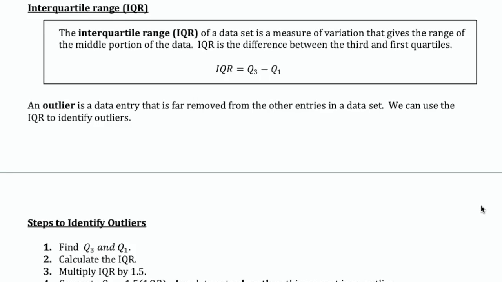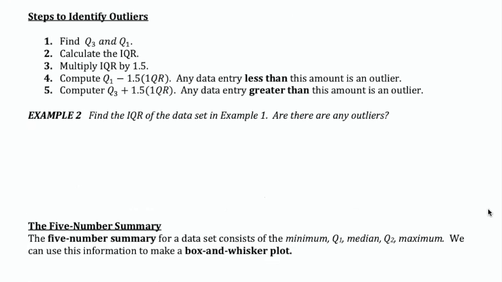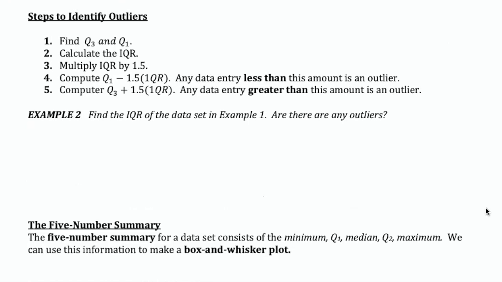And IQR is useful because it gives us a formal definition for whether or not a piece of data is an outlier. An outlier is a data entry that's far removed from the other entries in a data set. To identify outliers, you will begin by finding those 2 values, Q3 and Q1. You'll subtract them, giving you the IQR. You'll multiply the IQR by 1.5. So let's do those 3 steps first.